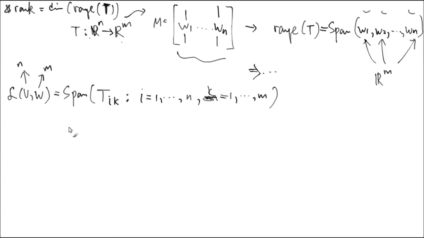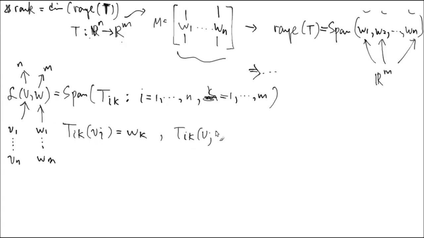T_ik. So let's recall. T_ik is all about this: if these are the basis members V1 through Vn for that space, and that one has basis members W1 through Wm, right? It's about where to send this Vi. Vi is going where? W_k, that's where you're sending. And this one, T_ik, sends Vj to where? 0 if j is different from i. That's the definition of T_ik.